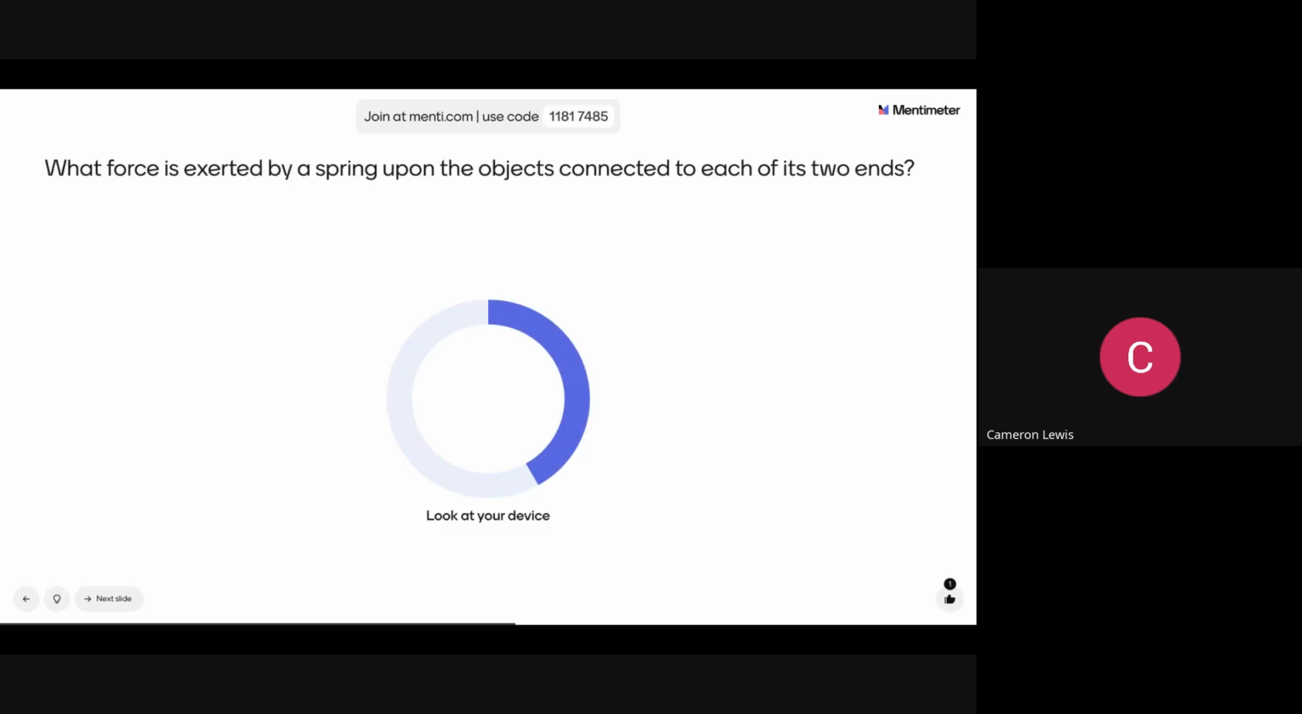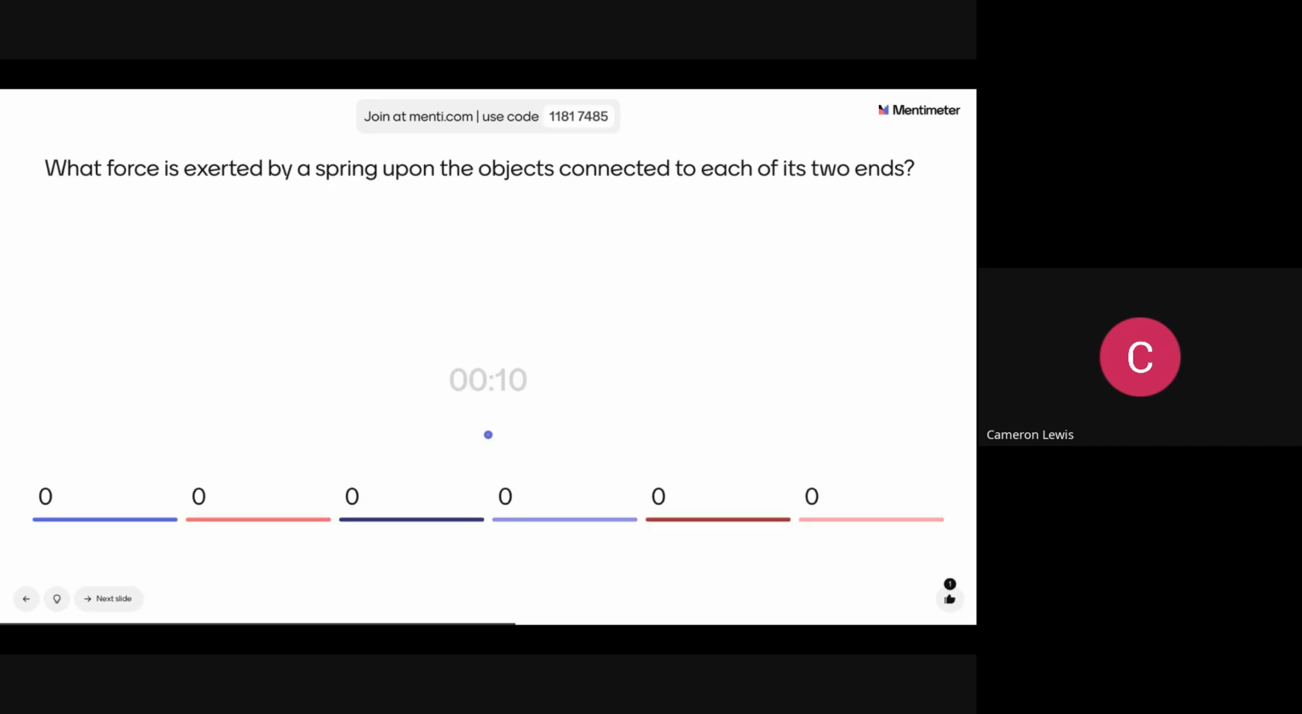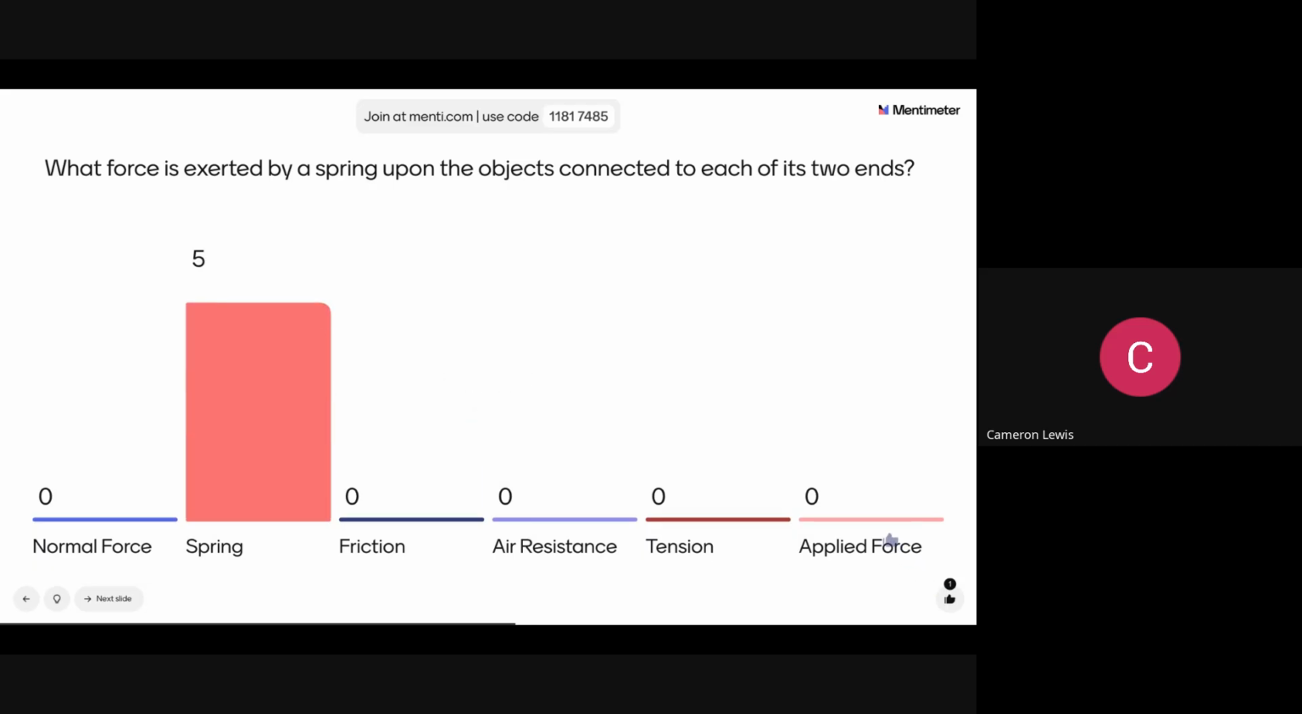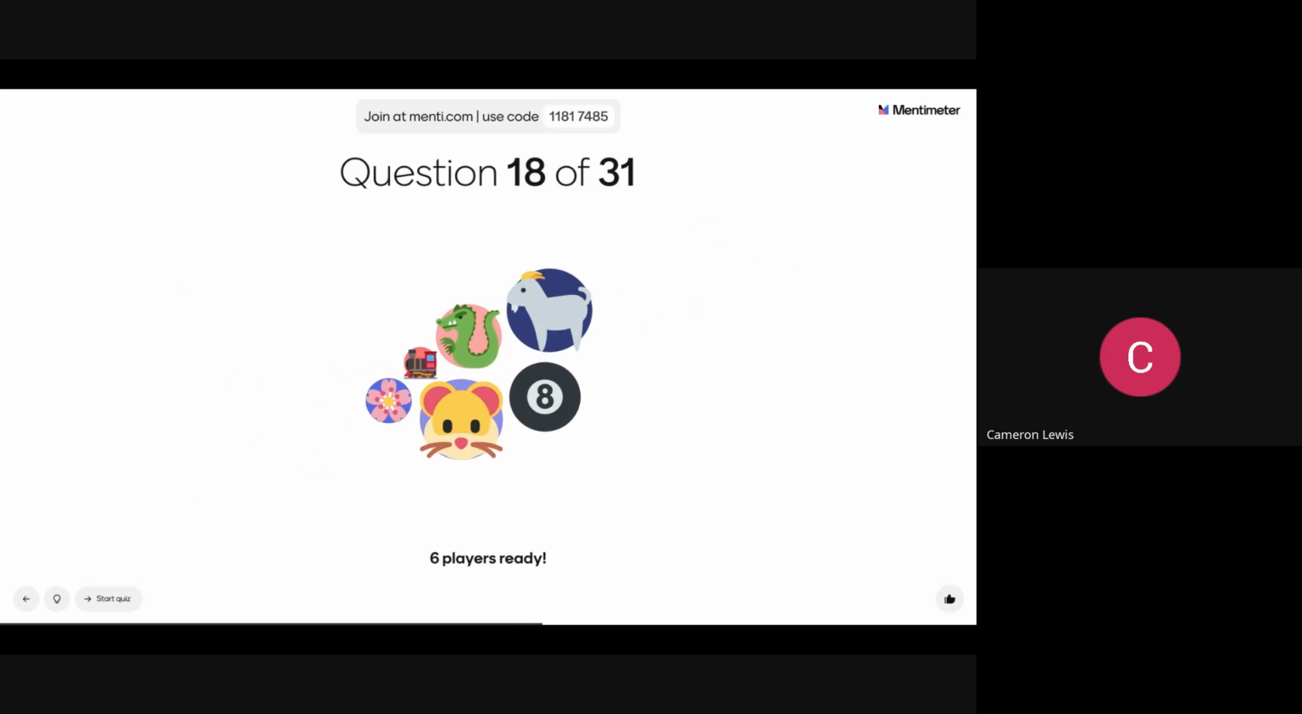What force is exerted by a spring upon the objects connected to each of its two ends? We got normal force, spring, friction, air resistance, tension, applied force. Which one is exerted by a spring? Spring force. Makes sense, right? When you have a spring, the force that keeps it connected at the two ends is the spring force. That's why we have the spring constant, all that in there.